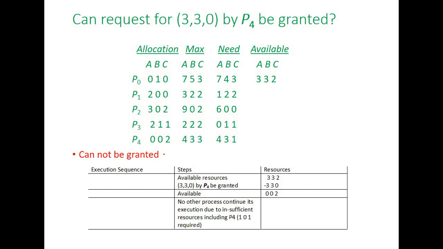Next, one more example. Here, can the request 330 by P4 be granted or not? Let us check the same example. So now the available resources are 332. Now P4 is asking for additional resources 330. So suppose when we allocate 330 for process P4, what will happen? From the list of available resources 332, we are subtracting 330, then the available resources will become 002. So with 002 we cannot execute any other process.